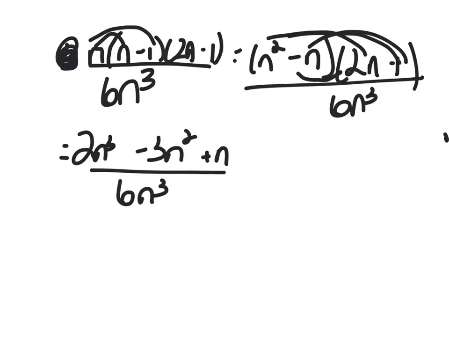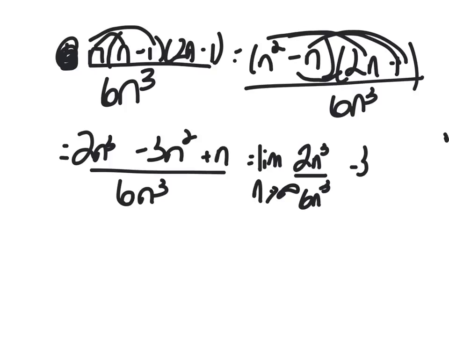So now I'm going to split my fractions up. Let's go ahead and do the limit now as I split the fraction up. Let me start writing that in now because, again, we can keep up with it separately and then just add it in here at the bottom. That's going to be 2n cubed over 6n cubed, minus 3n squared over 6n cubed, plus n over 6n cubed.